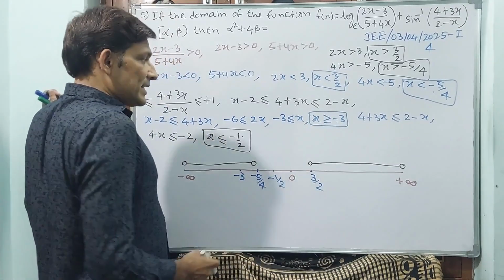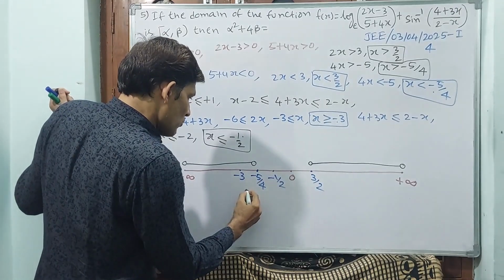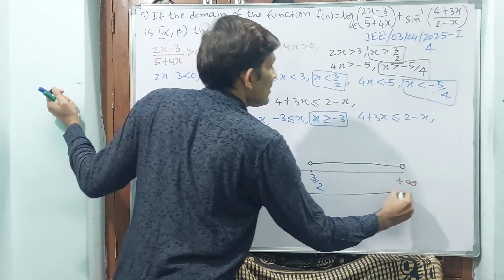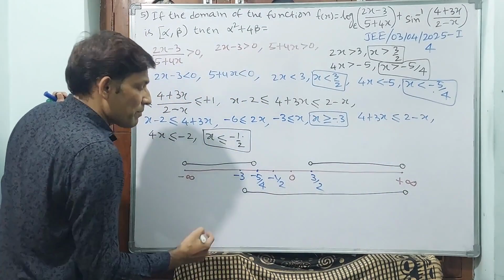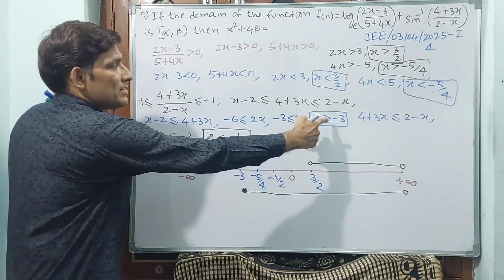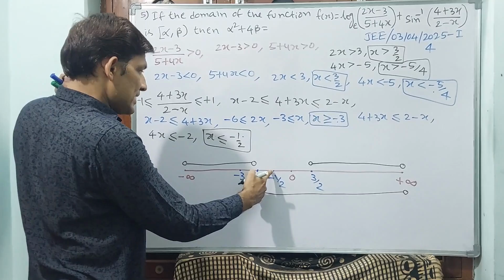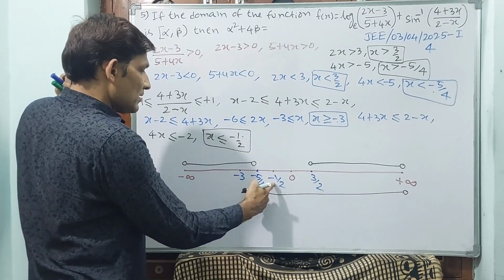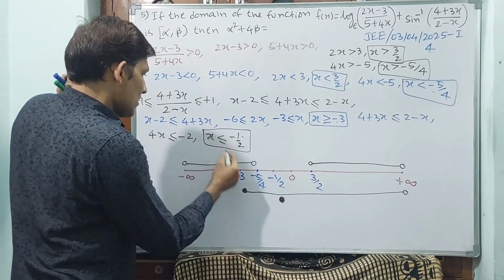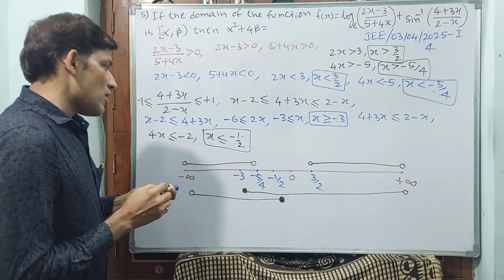See, x is greater than or equal to minus 3 up to infinity. That means here I am going to write like this, minus 3 to infinity. But you see, infinity may be open interval, but minus 3 is closed interval here. Minus 3 is closed interval. Now, less than minus 1 by 2 means this one. Less than or equal to minus 1 by 2, closed interval, from minus infinity. Okay, now where do we have to see?